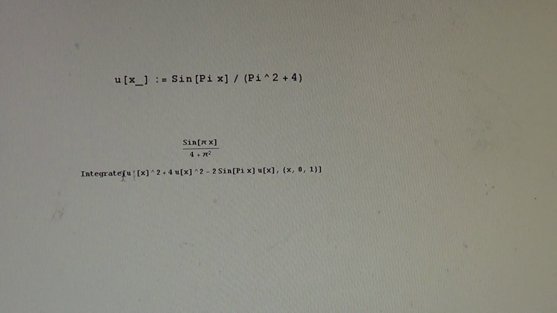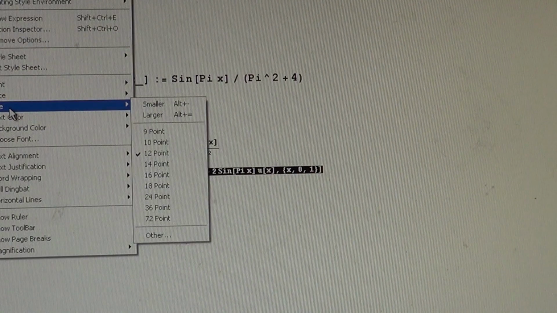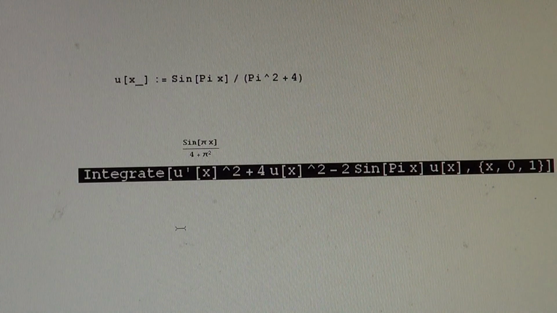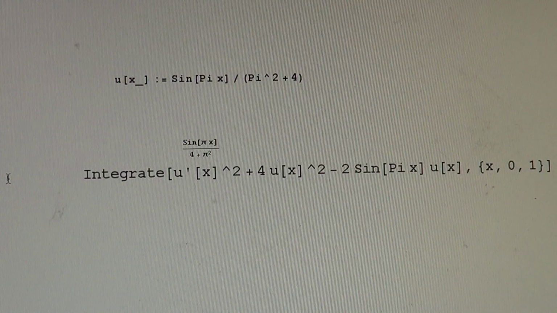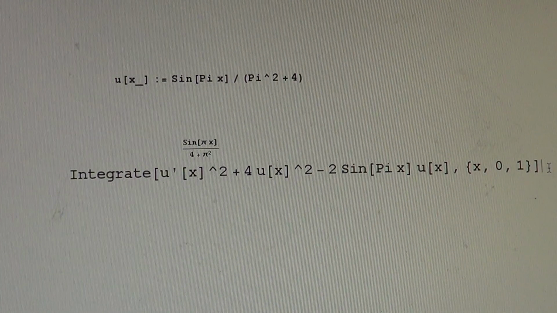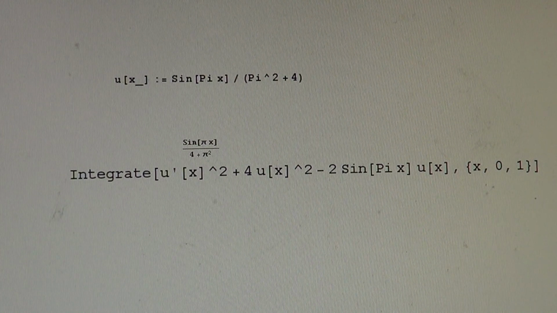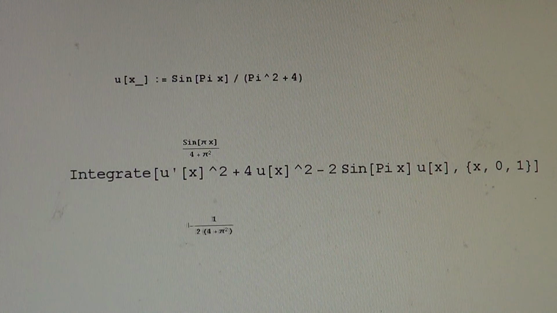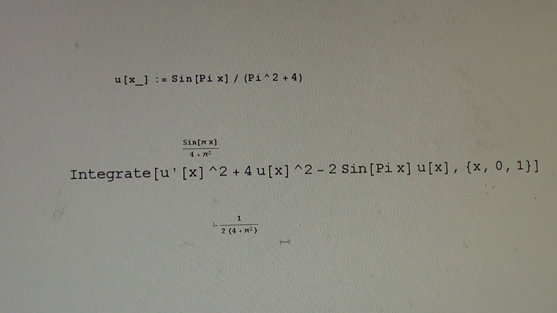Good. Let us enlarge it again. Okay, we have it. So we execute the command. Yeah, that is the value of the minimum of the functional, minus 1 over 2 times pi square plus 4. Thank you.